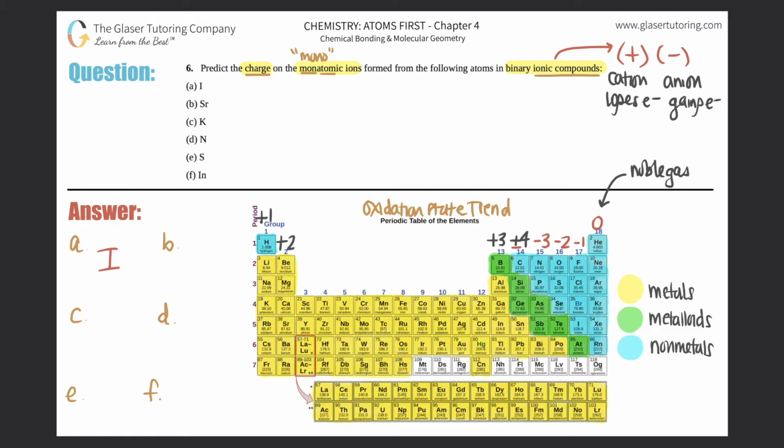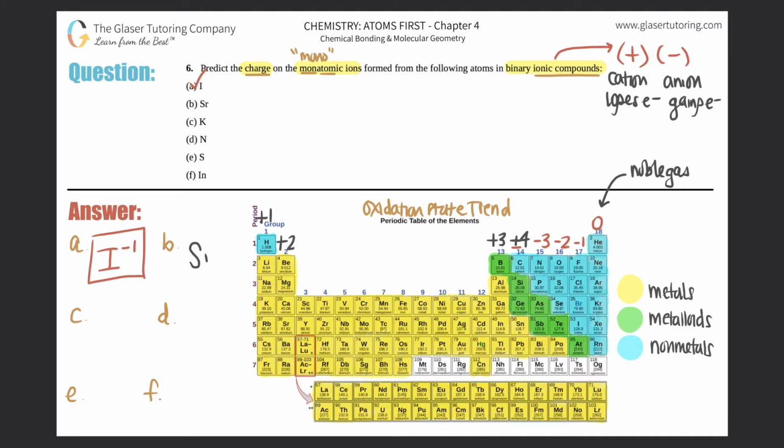Iodine. For A, what would be iodine's charge? Well, iodine has 53 electrons. It wants to be like xenon, hence why it's a -1. It wants to gain 1 electron. So, that's all that is. Box that answer off.